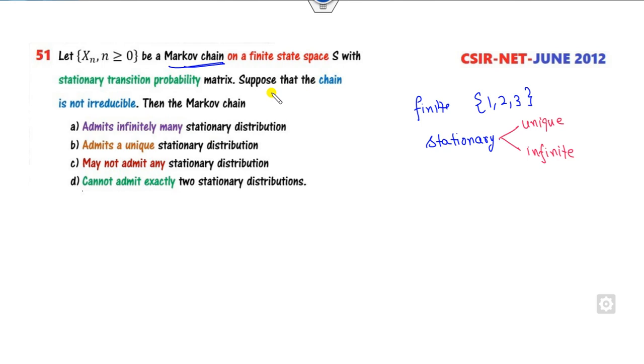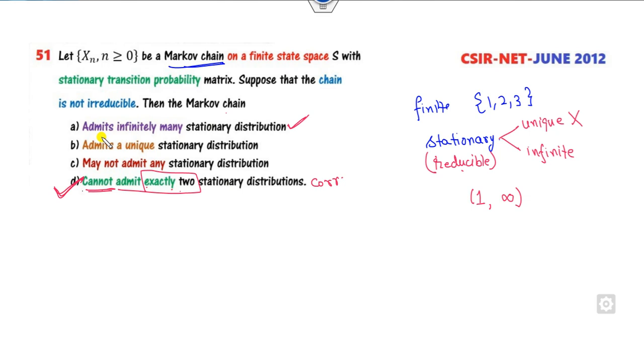Then the chain is not irreducible. It means this is a reducible Markov chain. Once this is a reducible Markov chain, then uniqueness is cancelled out. It admits infinitely many solutions. It cannot admit exactly 2. Remember, either the answer will be 1 or infinity, but it can never be exactly 2. So the Markov chain cannot admit exactly 2. That's a correct statement, so this is the right answer.